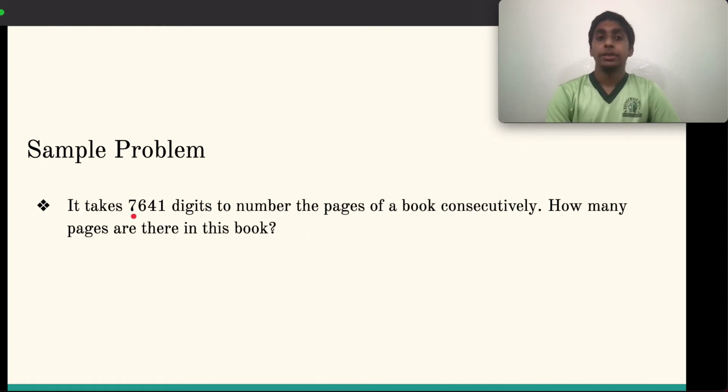And as I've said, they're going to give you a bunch of digits and they're going to ask how many pages there are. It takes 7,641 digits to number the pages of a book consecutively. How many pages are there in this book?